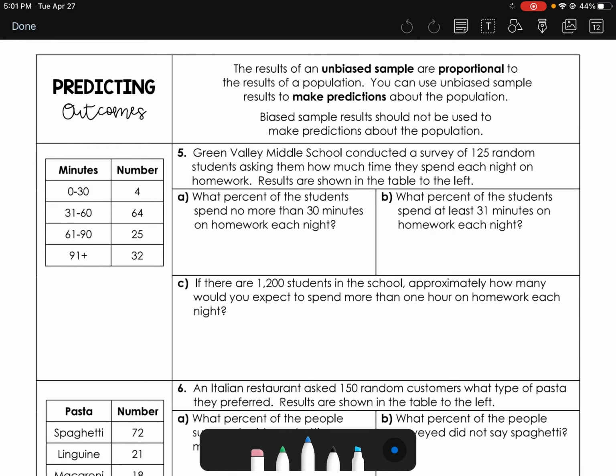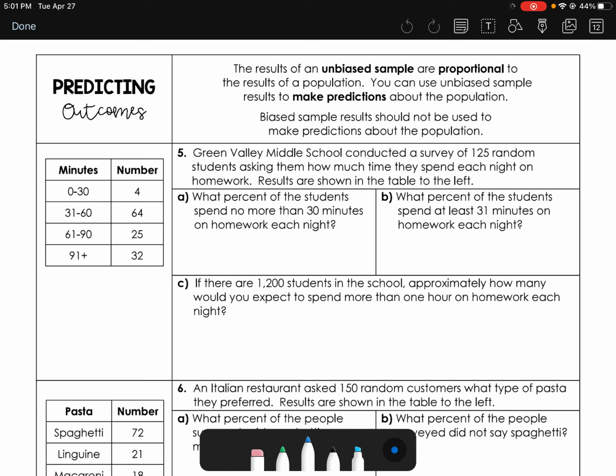Hey guys, so for predicting outcomes, the outcomes of an unbiased sample are proportional to the results of a population. You can use unbiased sample results to make predictions about the population. Biased sample results should not be used to make predictions about the population. So look at number 5.